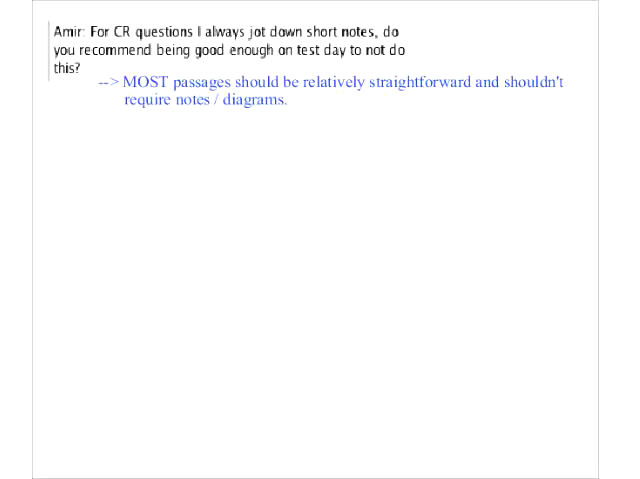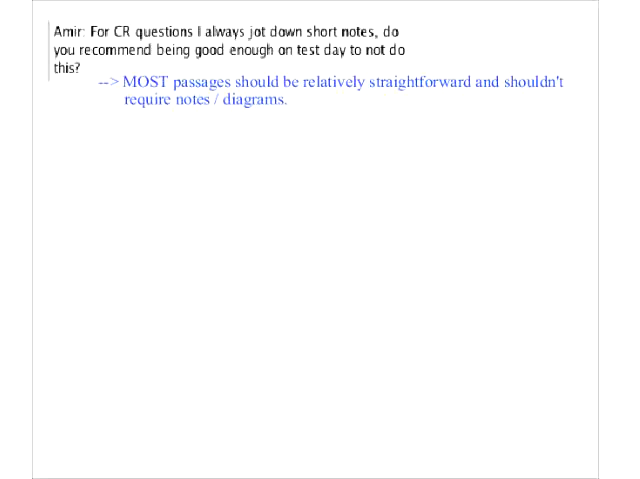So, in response to this question here, it depends. It depends on the individual, but a couple of things to consider here.